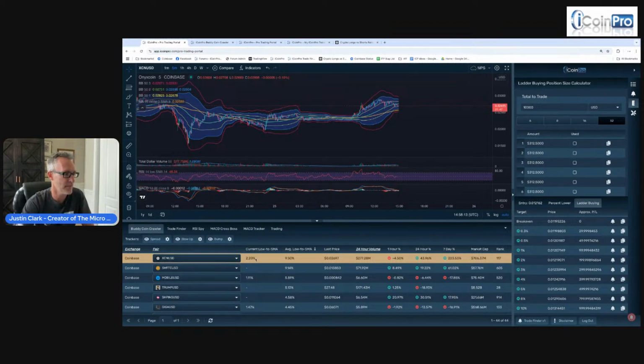Why this coin's blowing up, I'm not sure. Maybe somebody could tell me. I have no clue. I was looking at it, trying to understand why this volume is so high. Sometimes nothing makes sense in crypto. You just roll with it.